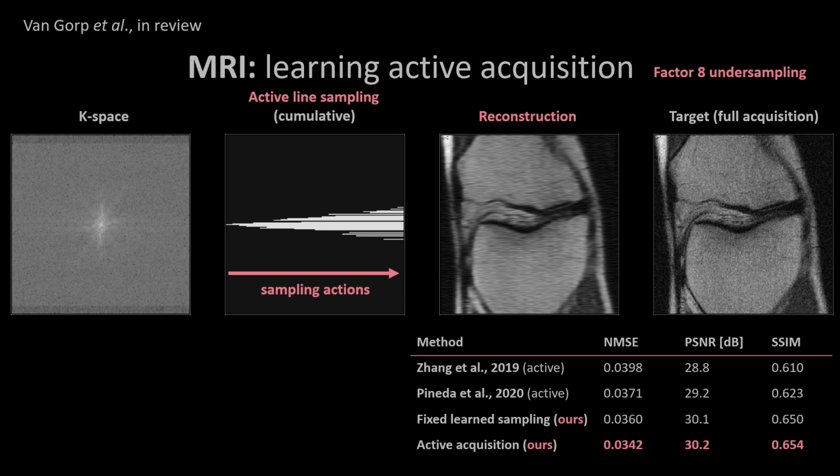And comparing this method that we use for active sampling, which was again based on this Gumbel softmax trick, the Gumbel categorical sampling trick, we compared our method to several other active baselines, so methods that use active acquisition, and even our own fixed learned sampling scheme. And this active acquisition outperforms the fixed learned sampling, which in turn actually outperforms also the other active methods. So it shows you the power not just of the model-based optimization scheme, and not just of the active sampling, but also of the sampling mechanism based on Gumbel top K.